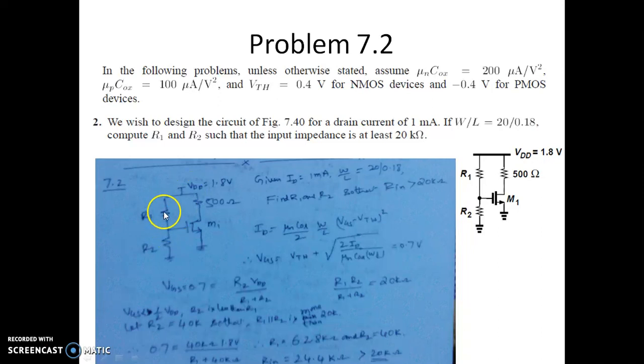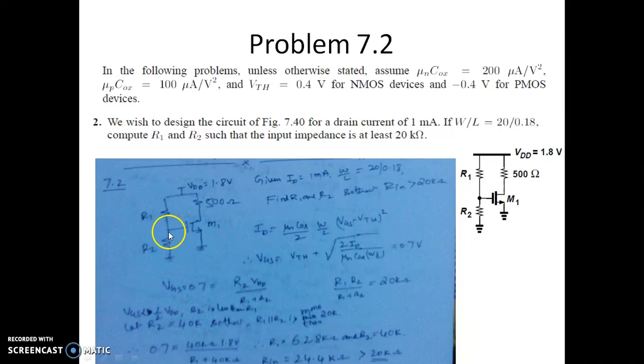If it was exactly half, then R1 is equal to R2. Since it is less than half, the value of R2 should be less than R1. Now since R2 is less than R1, the input impedance is the R1 parallel R2. If you choose this to be a lower value, then the overall combination will be lesser than this R2. So we have ensured that since R2 is the dominating one, we are assuming the value of R2 to be almost twice your required input impedance. So that's why we assumed it to be 40k.